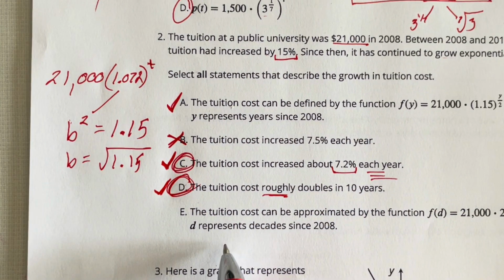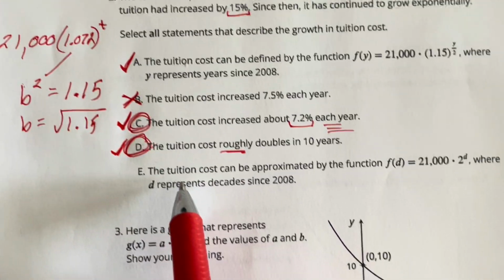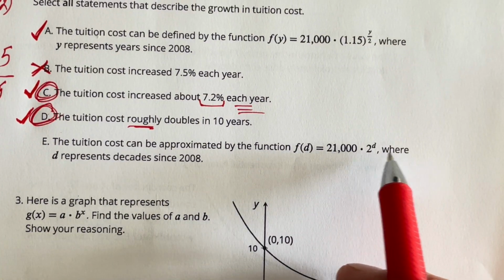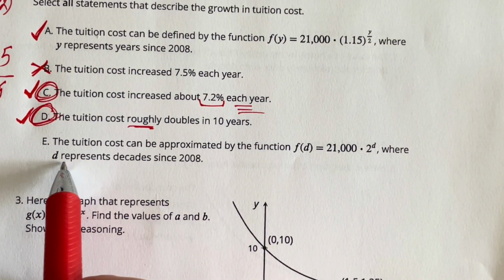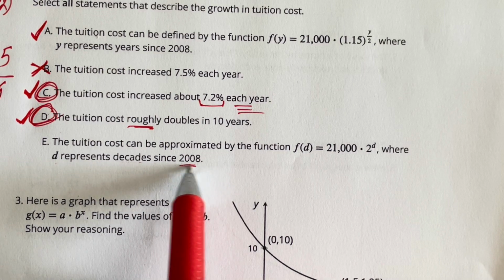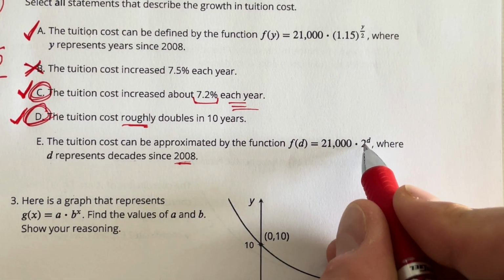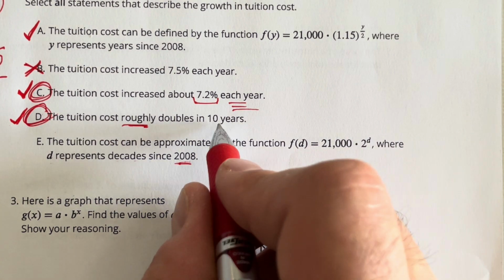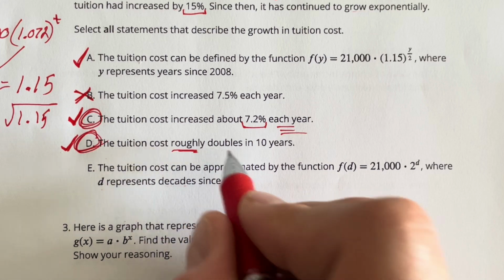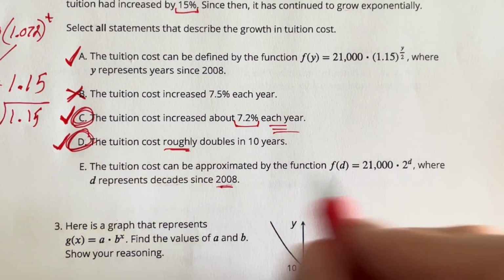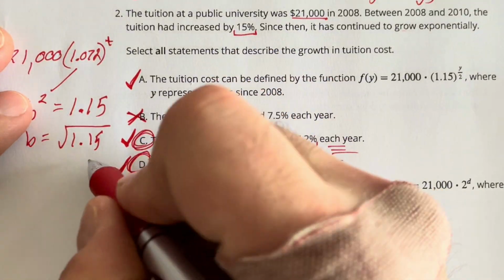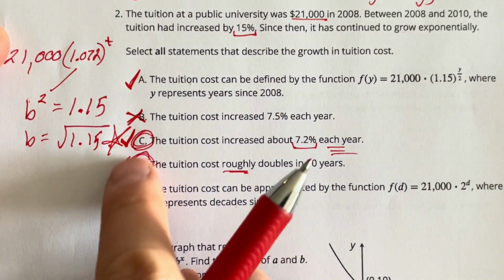Yay. And let's see, E. The tuition cost can be approximated by this function where D represents the decades since 2008. Now, this one's true. We could use a scale factor, a growth factor of 2 if D stands for decades, because we just found that it doubles. There's the 2 every 10 years. So this one could be true. All right, so that takes some investigation. What's the one that you definitely should get? You should have understood that C one.